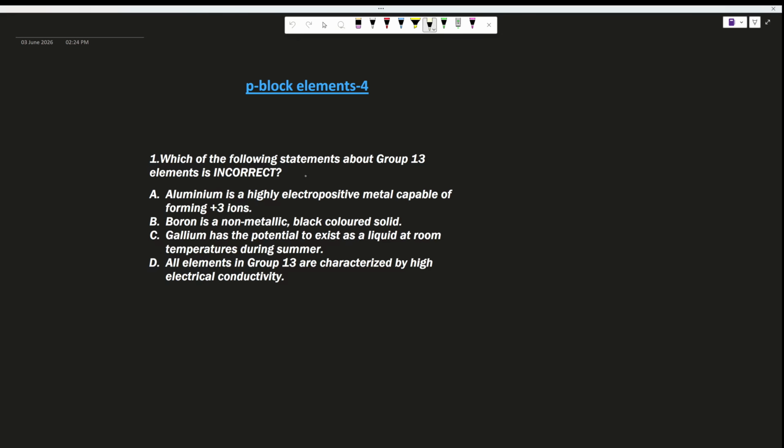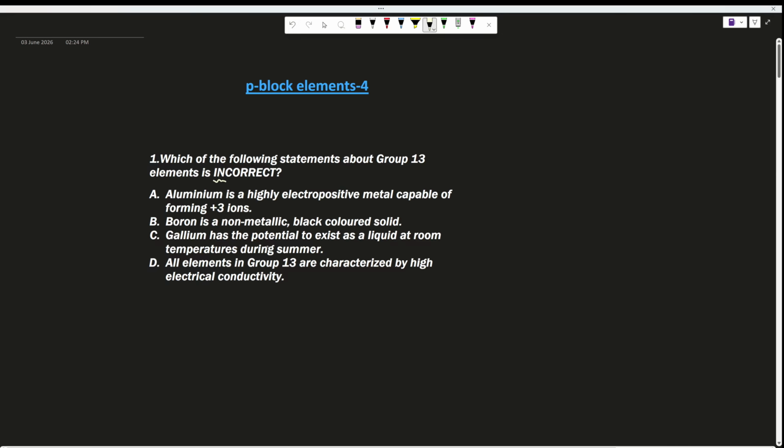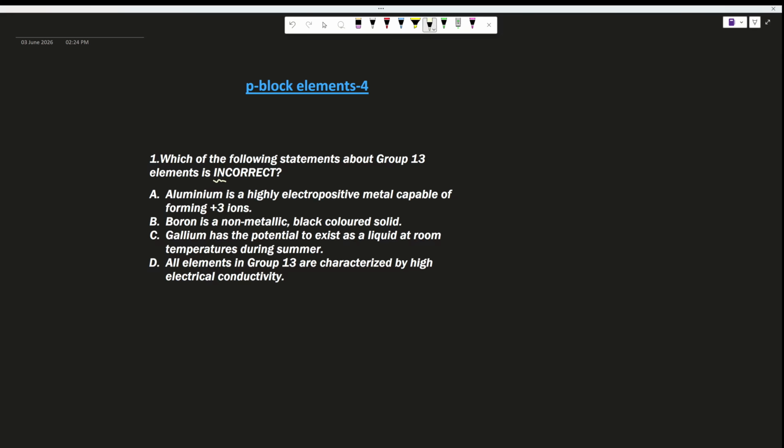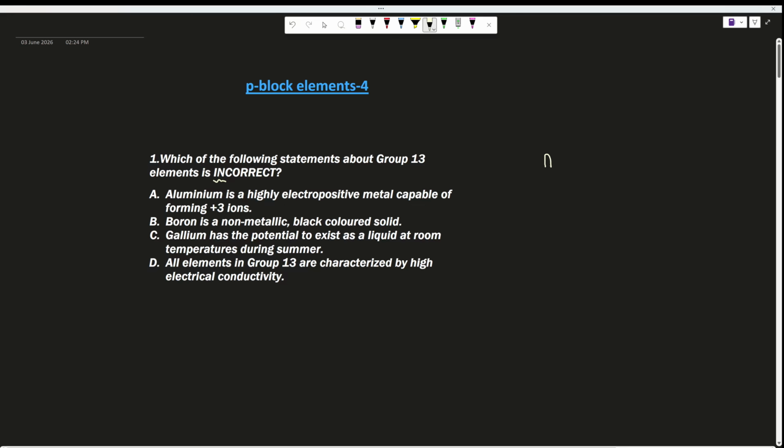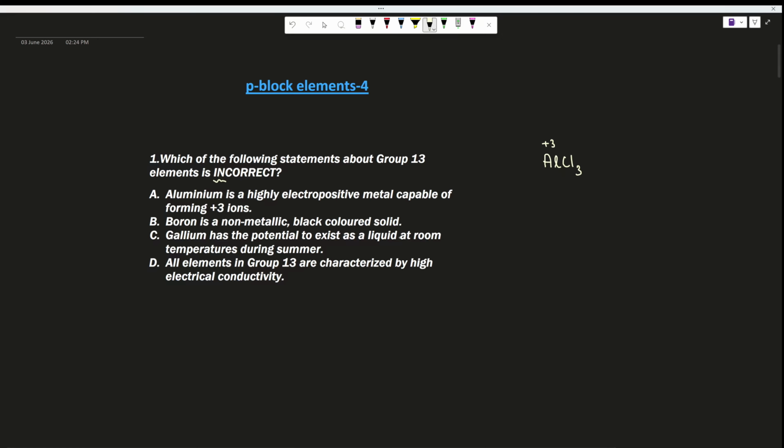Which of the following statements about group 13 elements is incorrect? Okay, so they are asking which is incorrect. The first option says aluminium is a highly electropositive metal capable of forming +3 ions. Yes, right, it is electropositive, it is a metal, and in its compound, say if I take aluminium chloride, it will be in +3 state. Next, boron is a non-metallic black colored solid. Yes, that is also true.